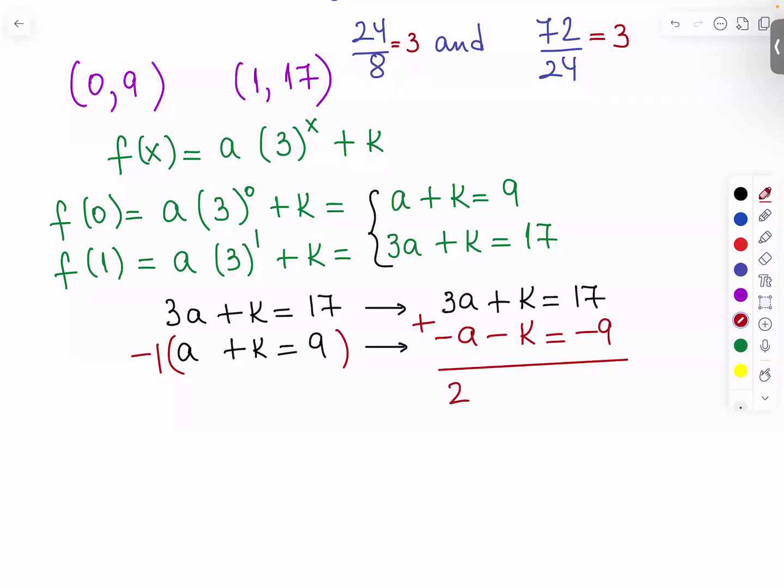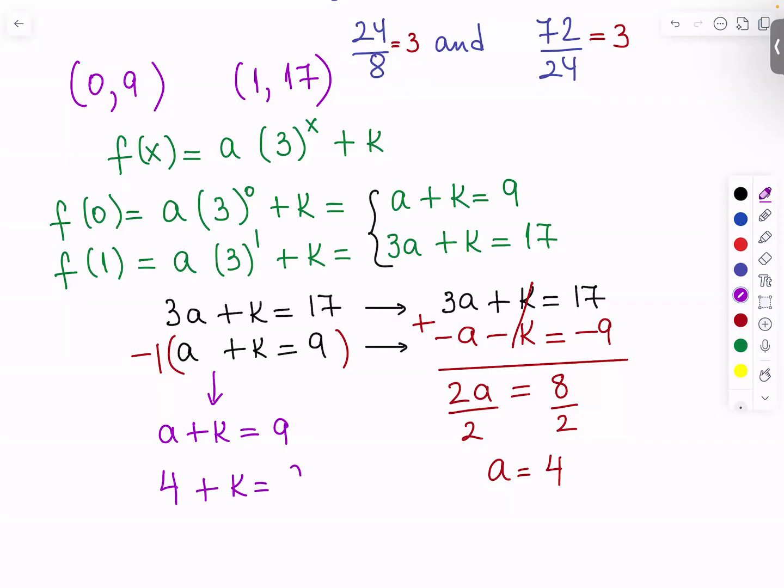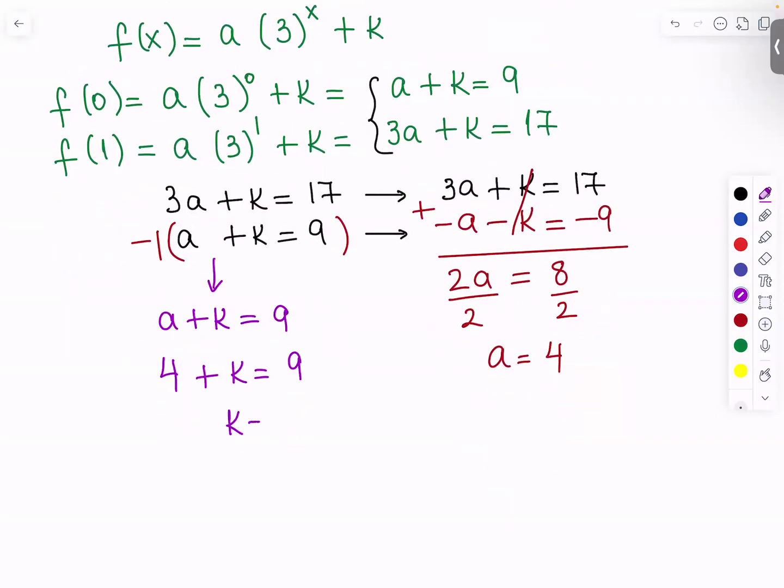3a minus a, that's 2a. K minus k is gone. And 17 minus 9 is 8. Now we're dividing by 2. So a is 4. So we found a equals 4. Now it's easy to substitute in the equation a plus k equals 9. All right, if a is 4, obviously k will be 5. 4 plus 5 is 9.